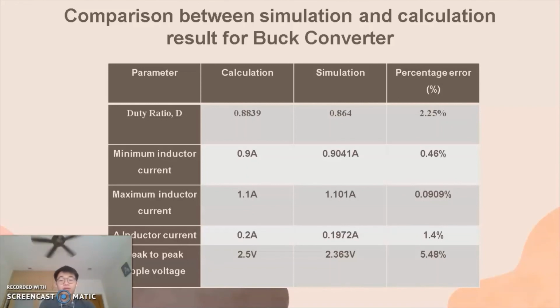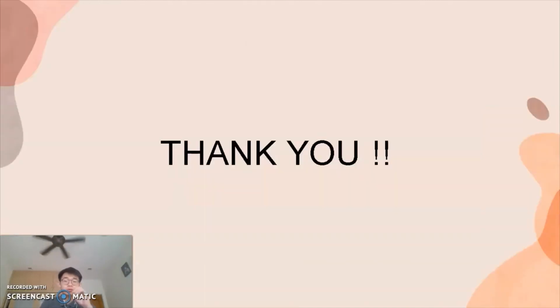There may be some differences due to the assumption of ideal components when we are calculating these parameters. So in general, we can conclude that the main objective of this assignment 2 has been achieved, as the SMPS controller that we have designed provides a well-regulated output voltage according to the reference voltage, which is from 0 to 50 volts. So that's all from our group. Thank you so much.